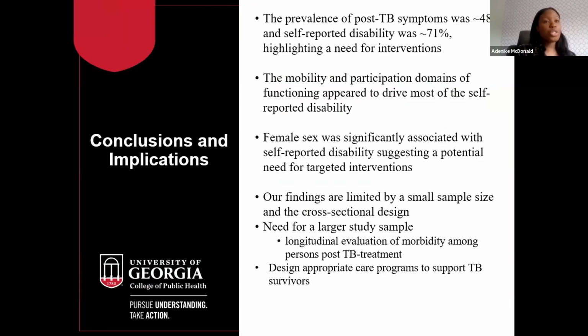So what are the conclusions and implications of our study? We see where TB-related symptoms and disability is definitely prevalent in high burden areas, with the prevalence of TB-related symptoms being approximately 48%, and that of self-reported disability being approximately 71%. And this highlights a need for interventions that targets this, as what happens to individuals post-TB treatment is a part of improving their quality of life, and therefore there's definitely need for interventions that targets this problem as well.